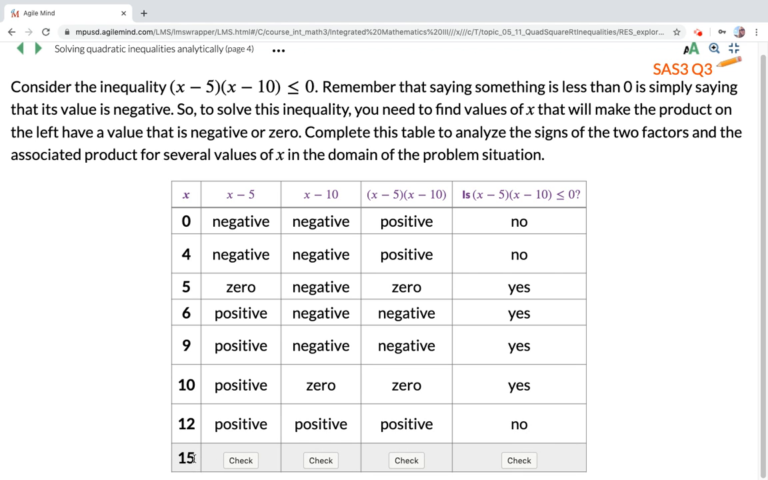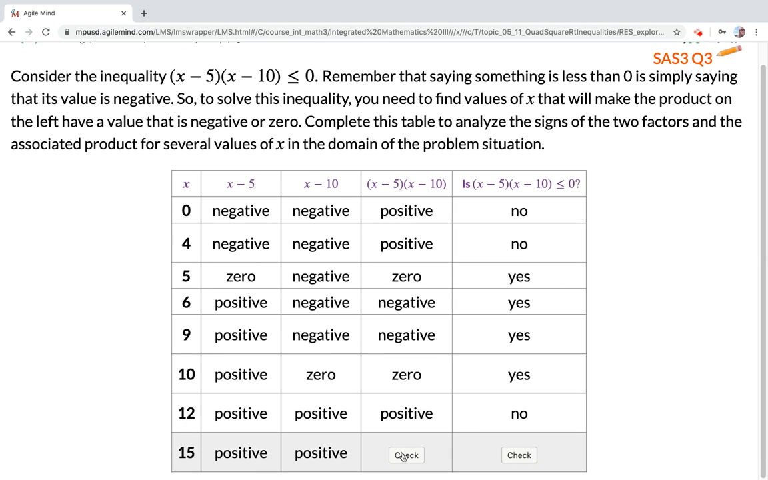And if I plug in a 15, 15 minus 5 is positive. 15 minus 10 is positive. Positive times a positive is a positive, and that would make it greater than 0, not less than 0. So we're going to say that's no good.